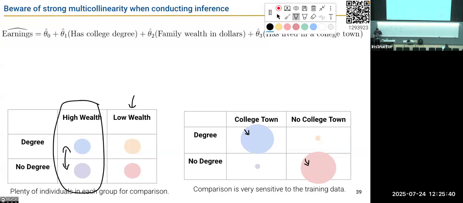So now when you run comparisons, say I want to hold college town constant, because I want the effect of degrees on earnings. There's not a lot in this category here to compare to. This is going to be really, really sensitive to the data that you collect. The value of earnings is going to have a large variance in these smaller categories.